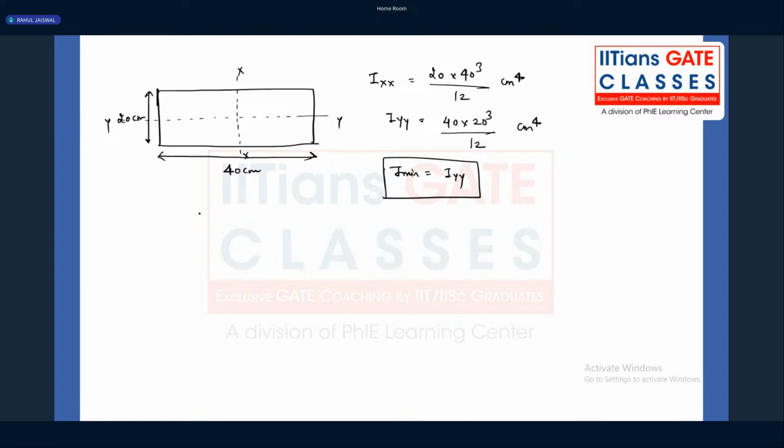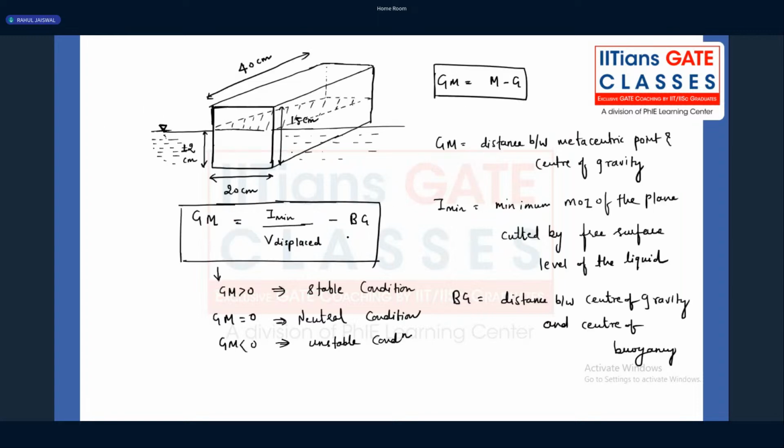We need to calculate I minimum by the volume which is displaced, the volume of the liquid which is being displaced by the block. Now tell me how much volume of the liquid is being displaced by the block? This much of volume of the liquid is getting displaced by this particular block, because that much depth of immersion is there. So that much volume of the liquid is getting displaced. The red marking which we have done here.